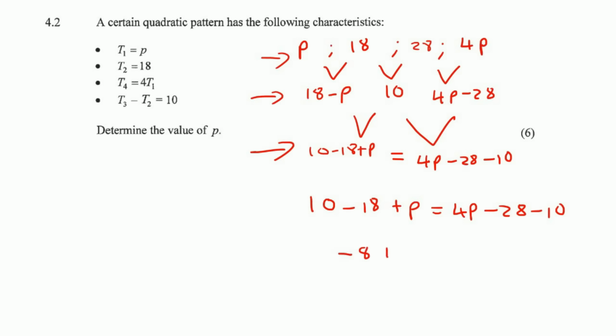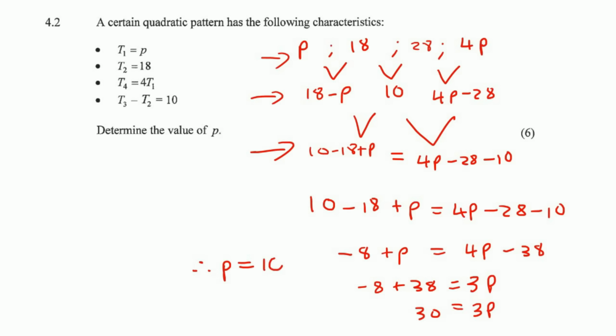So that's going to be minus 8 plus p on the left, and 4p minus 38 on the right, and then we can just solve for p. So we can take that to that side, and then this would become minus 8 plus 38, and so 3p is 30, and so therefore p is 10.